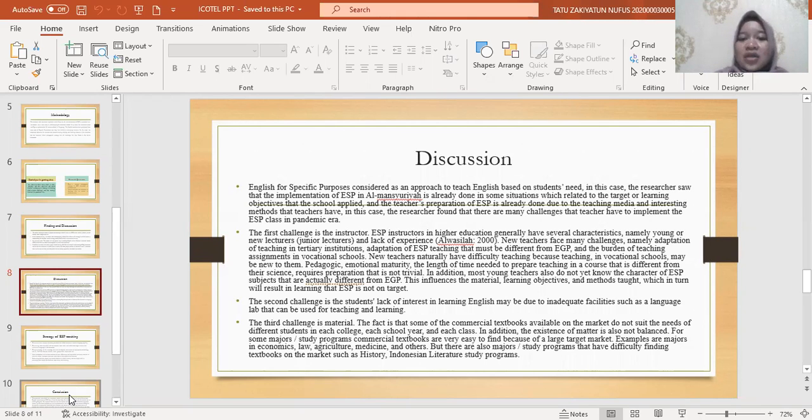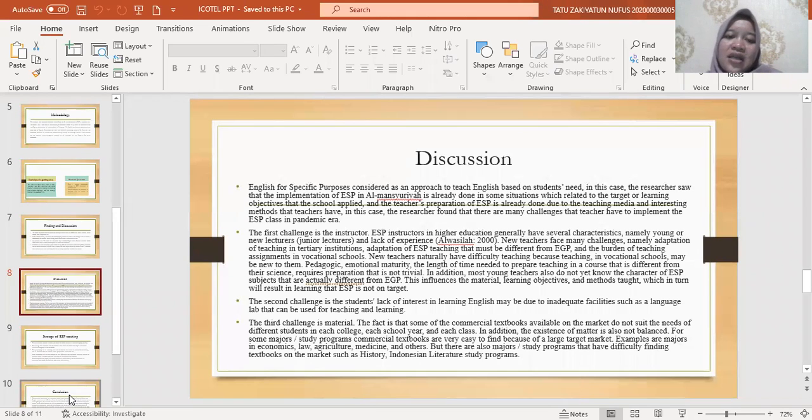The first challenge is the instructors. ESP instructors in higher education generally have several characteristics, namely they are young or new lecturers and lack experience. And this is based on the Al-Wasilah quote. New teachers face many challenges, such as adaptation of teaching in a tertiary institution, adaptation of ESP teaching that must be different from EGP, and the burden of teaching assignments in vocational school. New teachers naturally have difficulty in teaching because teaching in vocational school may be new for them. Pedagogy, emotional maturity, and the length of time needed to prepare teaching in a course that is different from their science require preparation that is not trivial. In addition, most young teachers also do not yet know the character of the ESP subject, which is actually different from EGP. And this influences the material, learning objectives, and method, which results in ESP learning that is not on target.